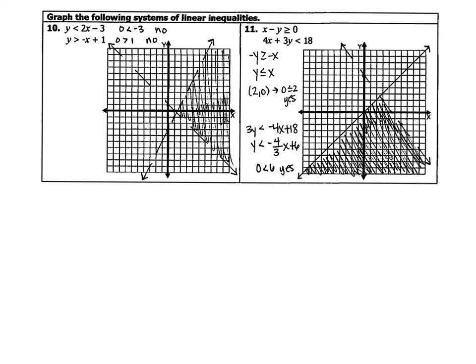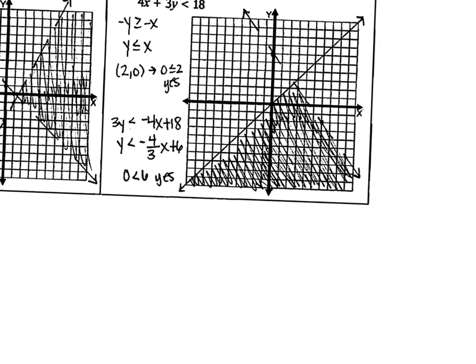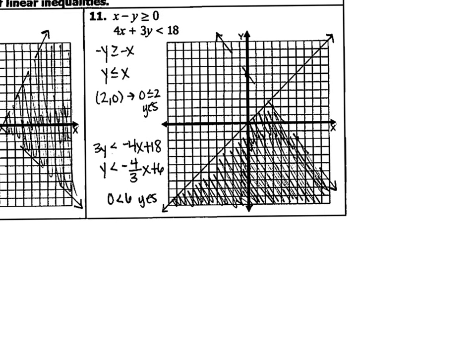On number 11, let me blow that up just a little bit. Same thing applies. They solved the equation to y is less than or equal to x. If you put your pen on the x-intercept, all the y's that are less than are going down. So notice the shading is down below.